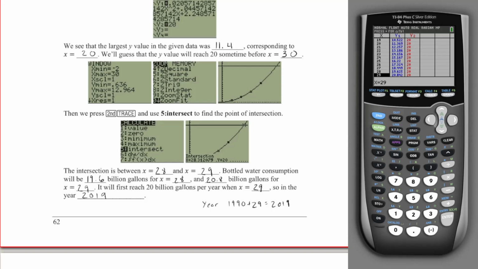Right? The reason I needed a whole number is that the year 2018.31 is not a thing, right? We only talk about whole number years.